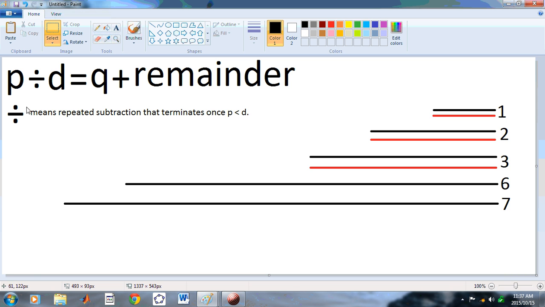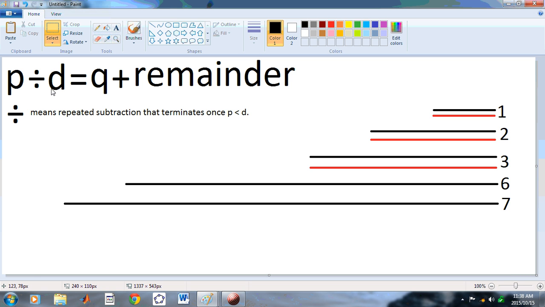Okay, so if we have P divided by D, this symbol here, by the way, is called an obelus. This symbol here, an obelus. The horizontal line by itself is called a vinculum. So this is an obelus, and the horizontal line like that or like that is called a vinculum, just so that you know.